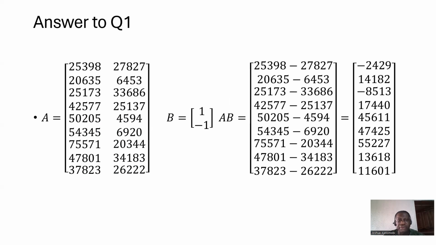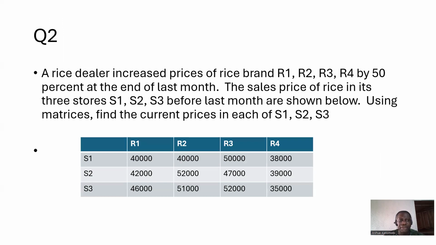Then we need to create a second matrix B as a column vector of 1 and -1. The -1 indicates that we want to subtract Canada from Belgium. So we need to carry out the multiplication, and this is what I have shown us here.